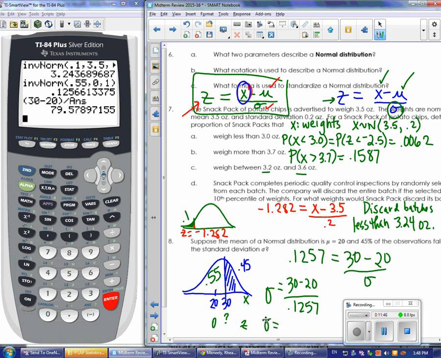And that's 79.579. And I cannot even think of a real-life situation that would have a mean at 20 and a standard deviation of almost 80. That's pretty unrealistic. All right, so let's go ahead and move into two variables.